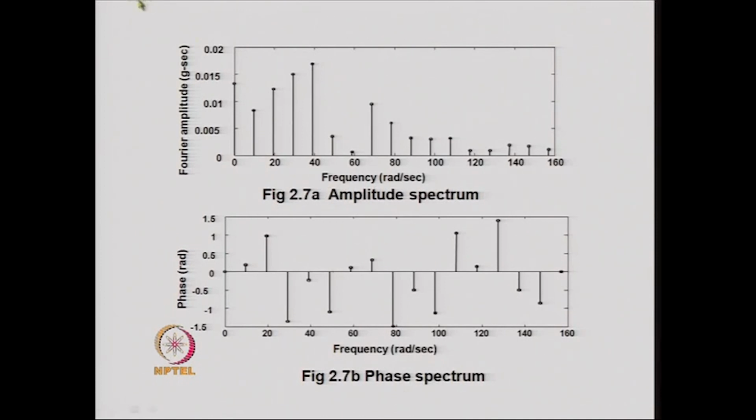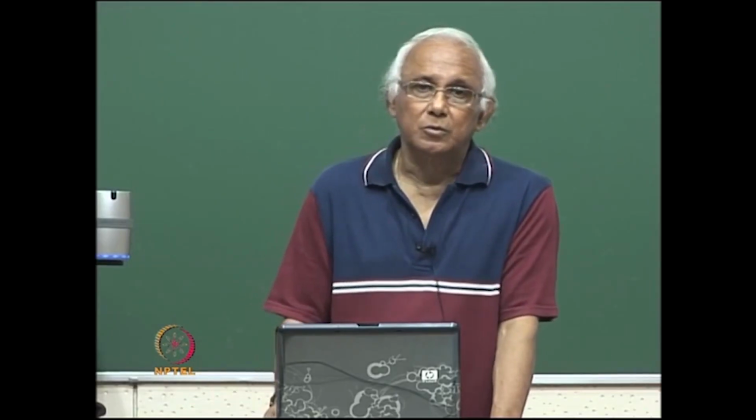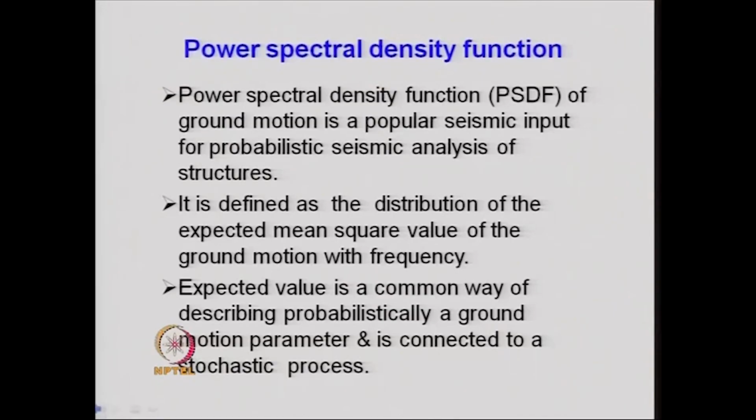Now this shows the Fourier amplitude spectrum drawn for the first half, that is on the left side of A, and this shows the phase spectrum, that is phi plotted against the frequency. Next we come to another frequency domain input for the structure.